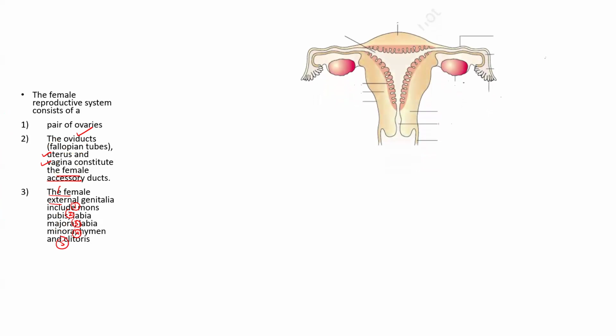Accessory duct is the oviduct, uterus, and vagina, and external genitalia includes mons pubis, labia majora, labia minora, hymen, and clitoris. Now, the ovary is a primary sex organ, and it also produces steroidal hormones. So this is the ovary.